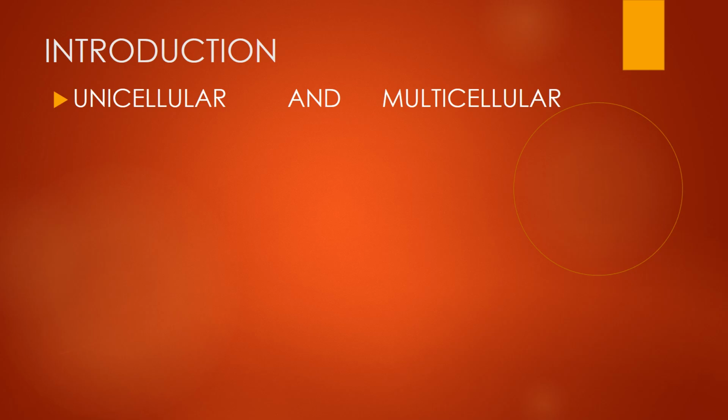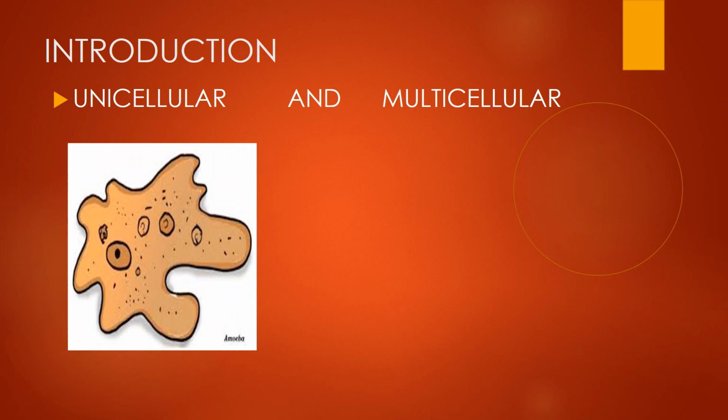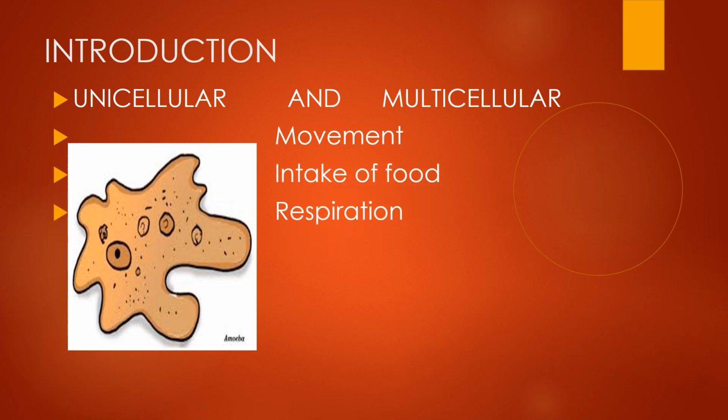From the last chapter, we recall that all living organisms are made up of cells. Also, we had learned about different types of organisms, that is, unicellular and multicellular. In a unicellular organism, a single cell performs all basic functions. For example, in amoeba, a single cell carries out movement, intake of food, respiration and excretion. But what about multicellular organisms?